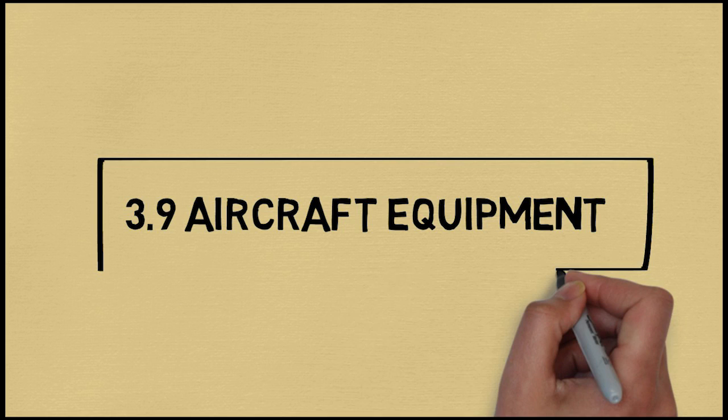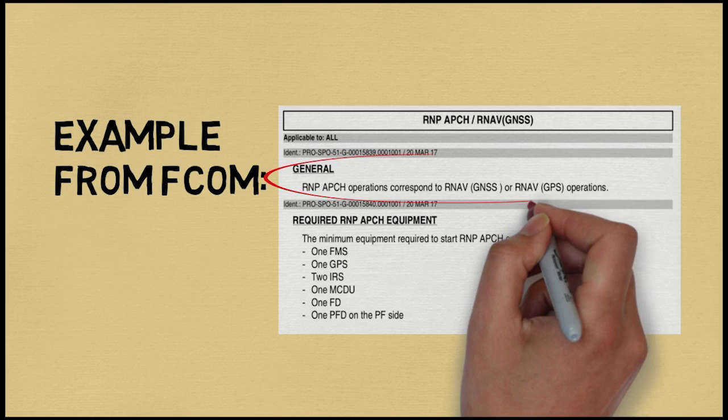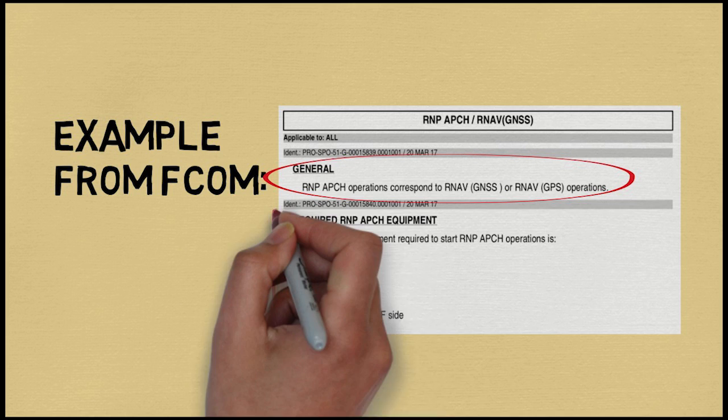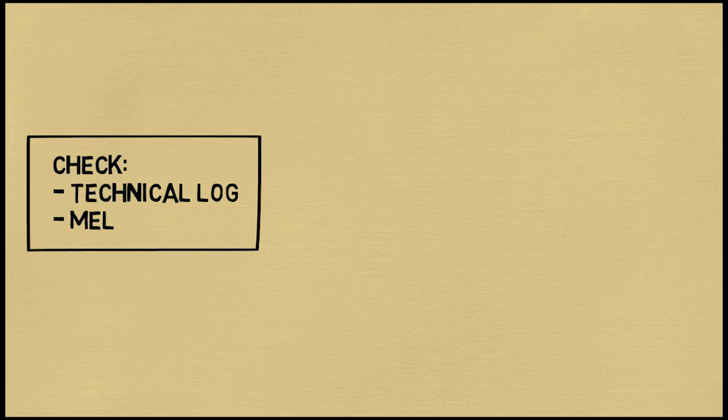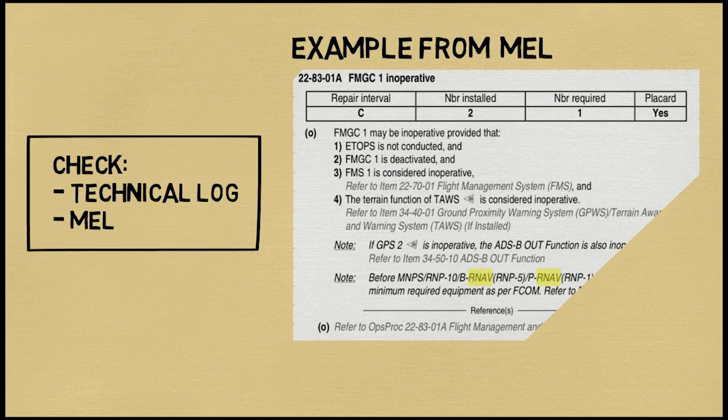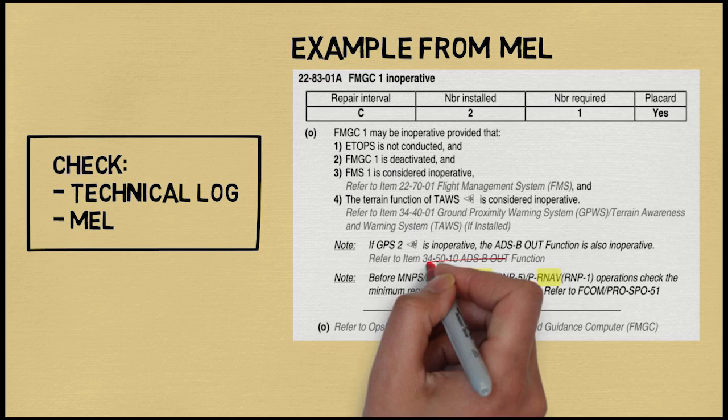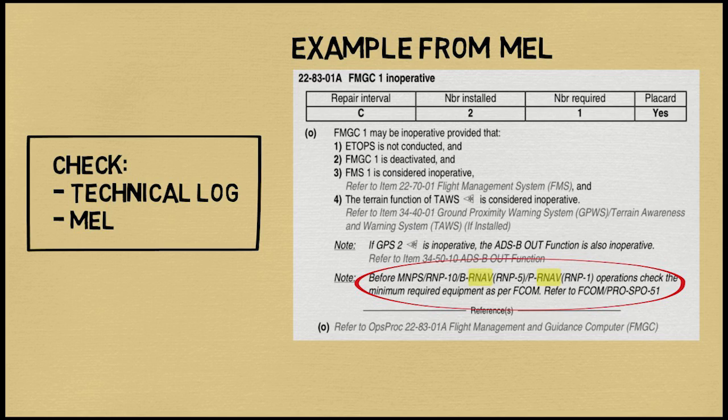Different type of performance-based approaches required different type of minimum equipment. In the FCOM, you can find a list of minimum equipment required for RNAV approaches, like this example. The technical log and MEL may have valuable information concerning RNAV capability. In this example, the MEL specifically refers to RNAV operations. Be extra vigilant if you know or suspect an RNAV approach is imminent, and check your documentation.